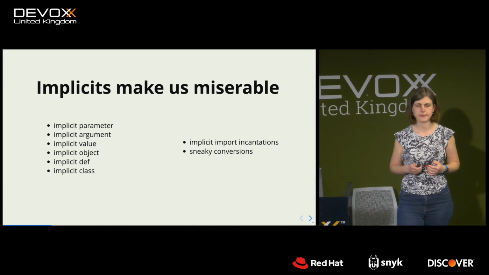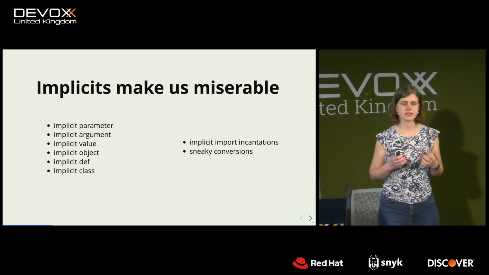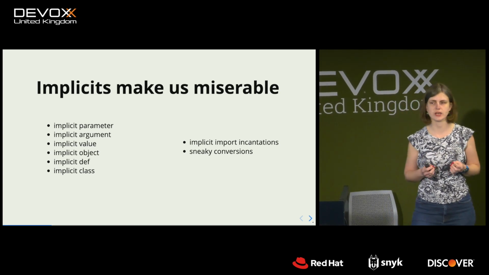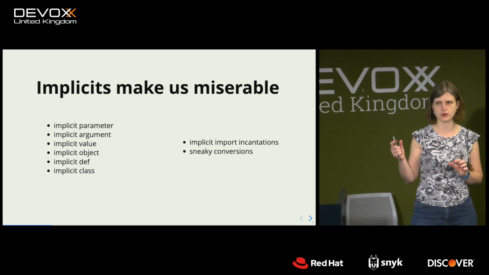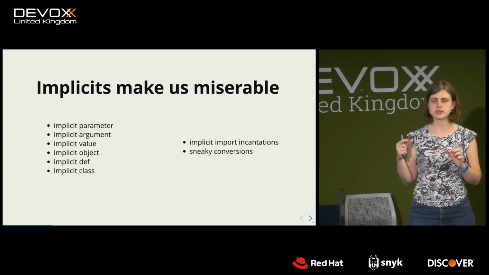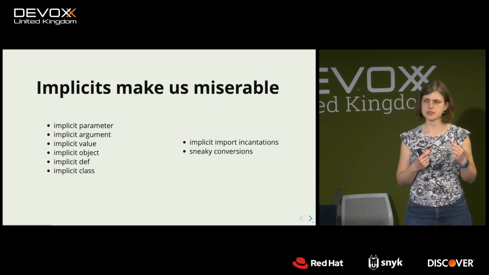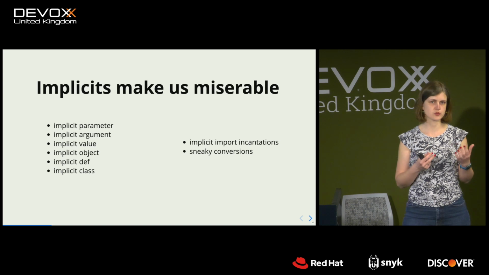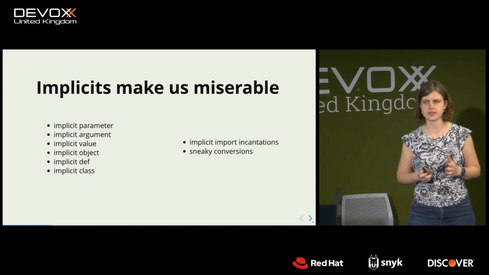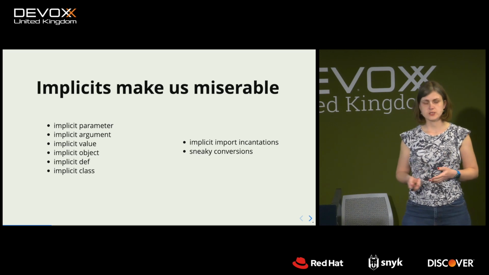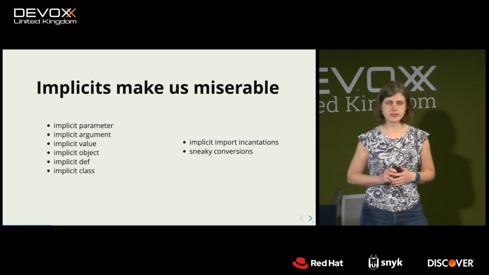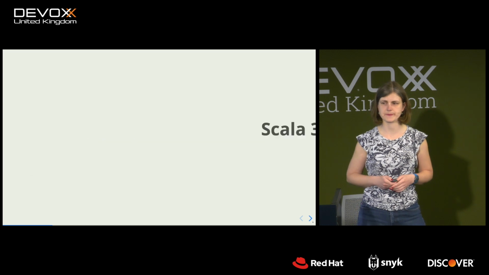On the other hand, sometimes you import too much. Sometimes you don't even realize that you have imported somewhere in the long list of imports some implicit conversion. So suddenly your compiler treats some type as some other type. And weird things can happen because of that. So for all those reasons, implicits can be confusing.